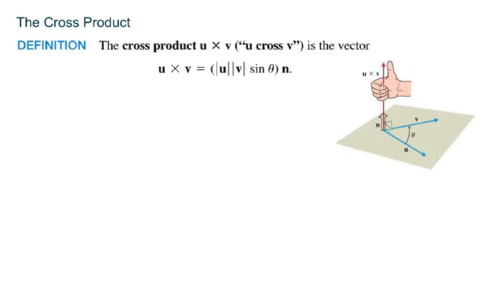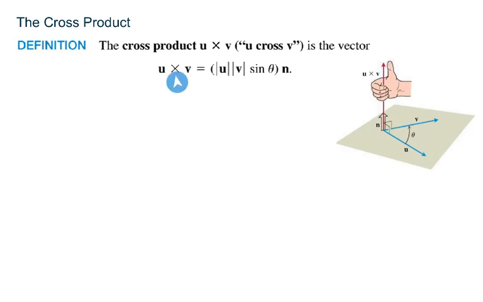Unlike the dot product, which gives us a scalar output, the cross product is a vector. So here's my definition. u cross v equals the magnitude of u times the magnitude of v times sine theta times that normal vector n. Remember, sine, we always associate that with y, so that makes sense for us to think about this as a vertical extrapolation out, and that's why we have sine in here.